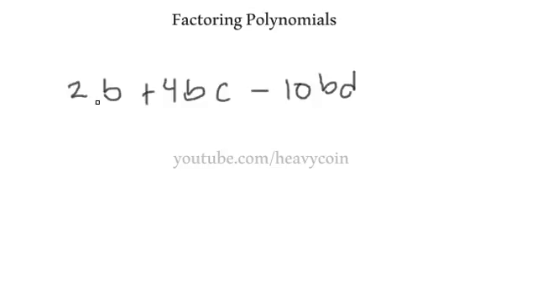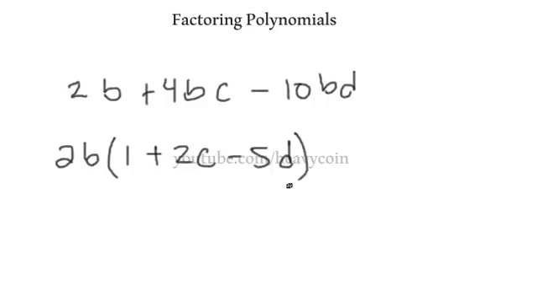Okay, what can we pull out? We got a b in each one of these, so we know we can pull that out, and there's a 2, 2 goes into 4, and 2 goes into 10. So we're going to pull out a 2b. So that means we're just going to be left with a 1 here, a 2c minus a 5d. And I do believe that that's all that we can possibly do there.